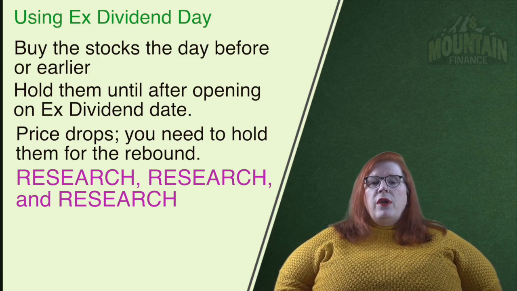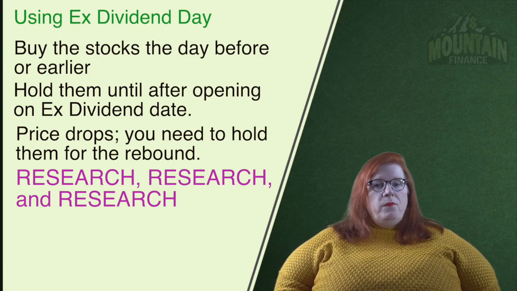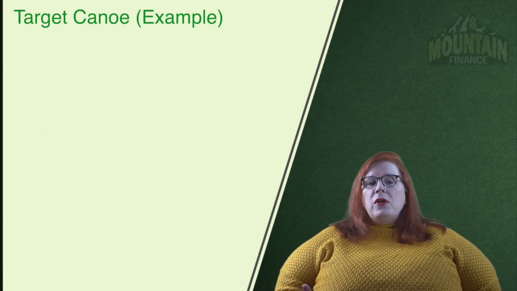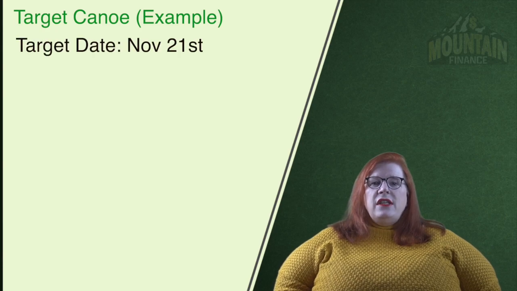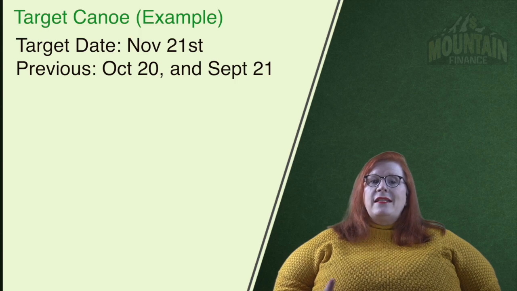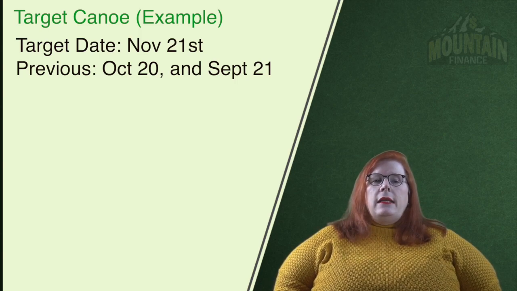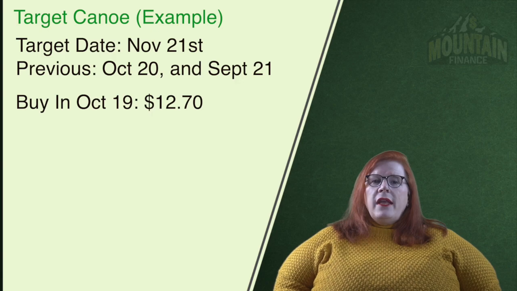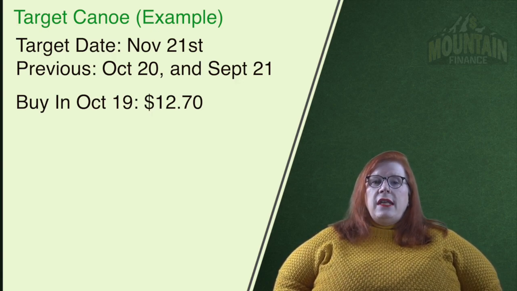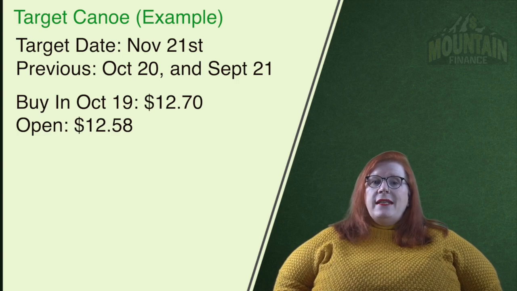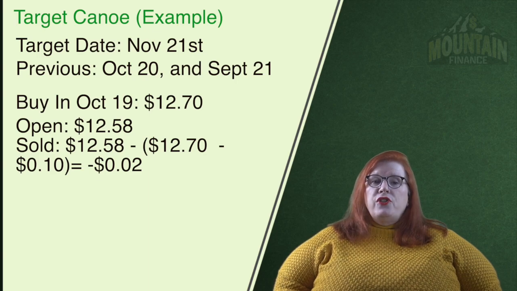If it traditionally recovers later in the day on the ex-dividend date, this is a much better choice. If we were to use channel favorite Canoe EIT as an example, the next ex-dividend date is November 21st, and their previous ones were October 20th and September 21st. If you bought in on October 19th, you more than likely would have paid around $12.70 per share. On the next day, the ex-dividend date, the share dropped to $12.58 at opening. If you sold right away, you would overall be losing 2 cents per share. That's basically the difference minus the 10-cent dividend.